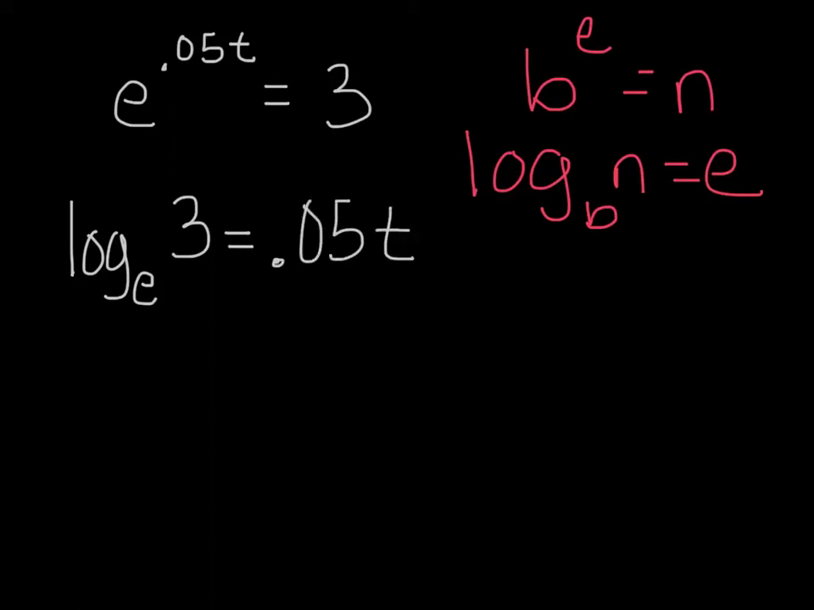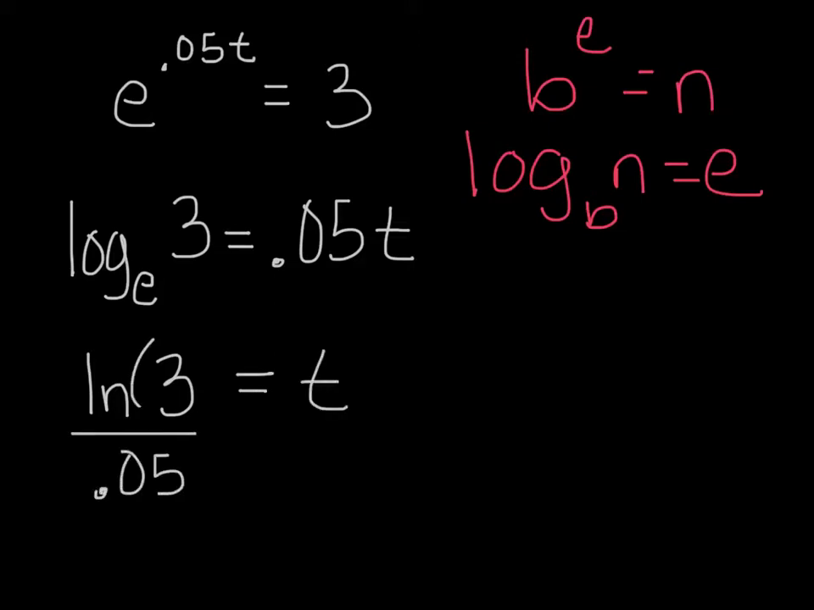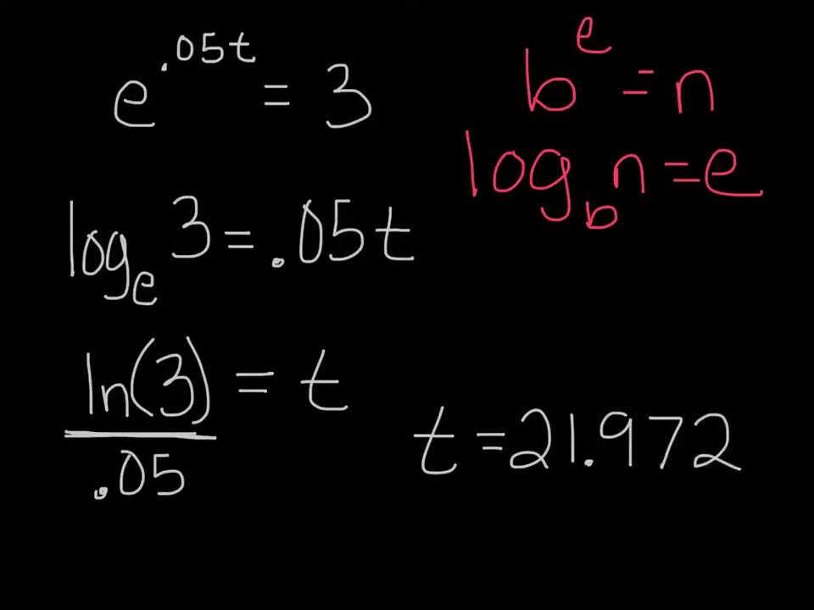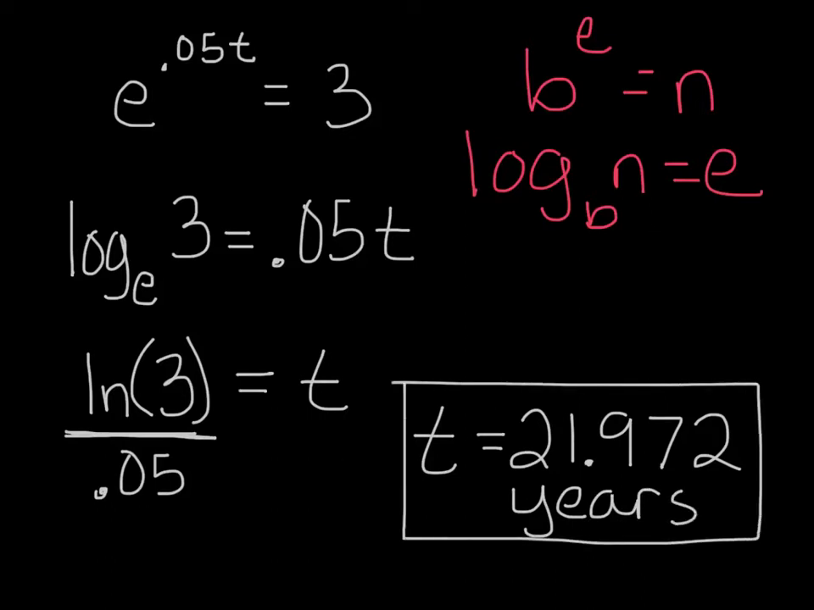And then you know that log base e is the same thing as ln, so ln 3. And then to get t by itself, just divide both sides by 0.05. Make sure when you put this in your calculator, you open a parenthesis there, make sure you close it, and then divide by 0.05. And you will get a time t equals 21, and I want 3 decimal places, so 21.972. And then these interest problems are always in years. 21.972 years. That is a long time. But you don't have to do anything but put your money in there and let it sit. So, sounds good to me.